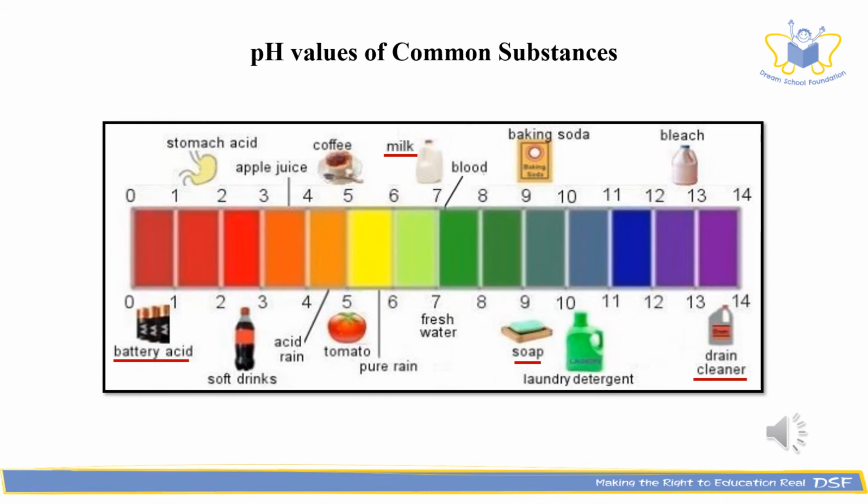Which is more acidic, milk or coffee? Milk has a pH of 6 and coffee has a pH of 5. So, coffee is more acidic in nature. Which is more alkaline, bleach or soap? Yes, bleach. Very good. So, it is more alkaline than soap. Which has neutral pH? Fresh water and blood have a neutral pH of 7. So we have different examples we come across in our day-to-day life. These are the common substances we come across.